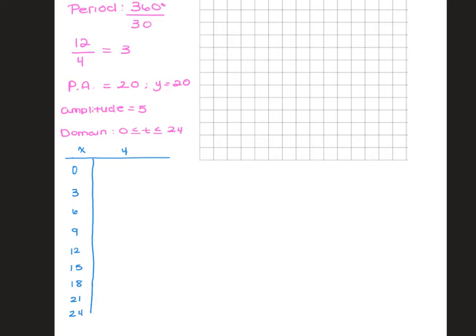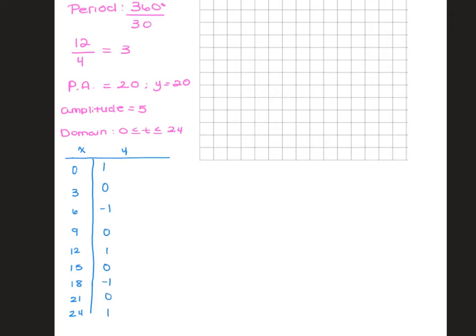All right, so let's go ahead and fill this out. Well, typically with a cosine function, which this is, what is the cosine of 0? Well, the cosine of 0 is 1. So it starts out with 1, and then it goes to 0, and then -1, and then 0, and then 1, and then 0, and then -1, and then 0, and then 1.